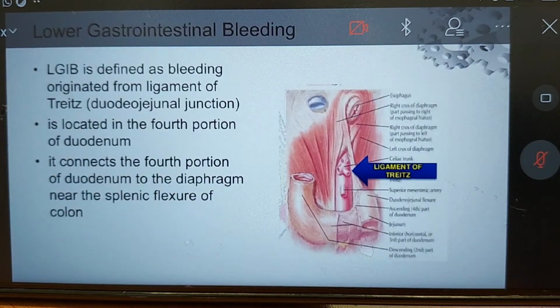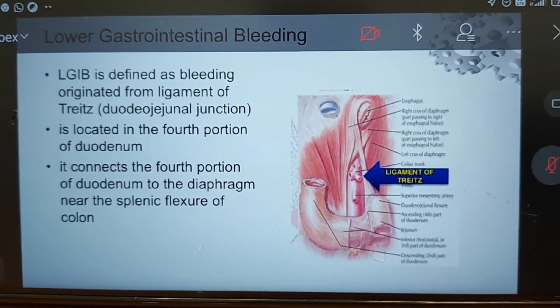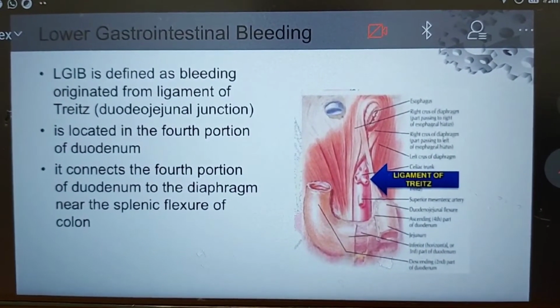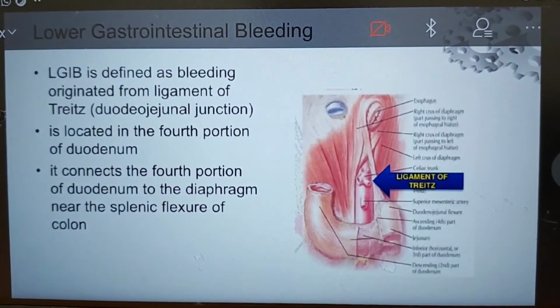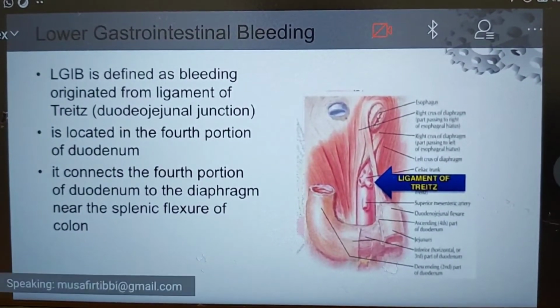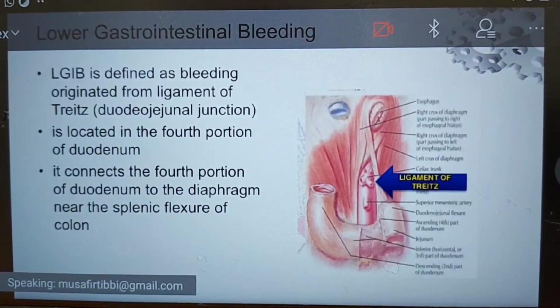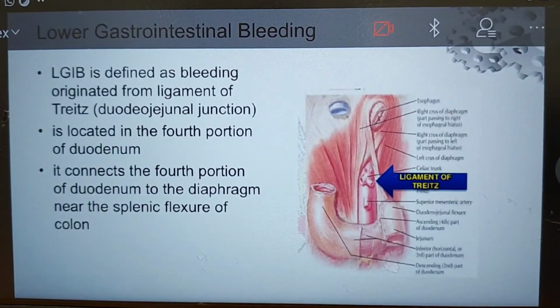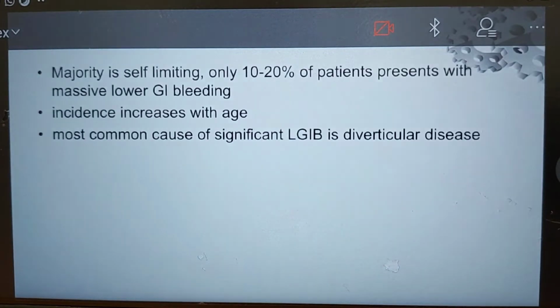Lower GI bleed is actually defined as bleeding originating from the duodenal junction, or more precisely, originating from the ligament of Treitz. The ligament is located at the fourth portion of the duodenum, and it connects the fourth portion of the duodenum to the diaphragm near the splenic flexure of the colon. The majority of lower GI bleeds are actually self-limiting.